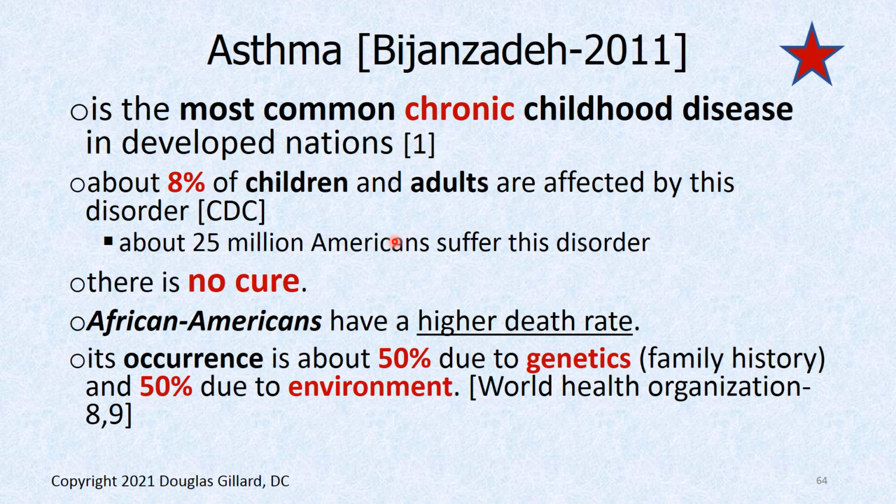It is the most common chronic childhood disease in developed nations, period. 8% of children and 8% of adults are affected by this. That's 25 million Americans. There is no cure for asthma. African Americans are affected more by asthma than white people and other races. Its occurrence is a genetic and environmental combination. About 50% is thought to be due to faulty genes, and there's a whole bunch of genes. We're not going to go down that rabbit hole. 50% is thought to be due to the environment.